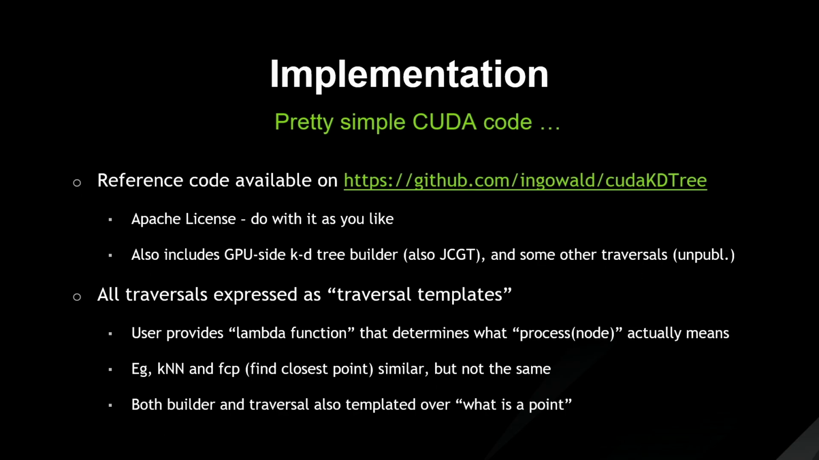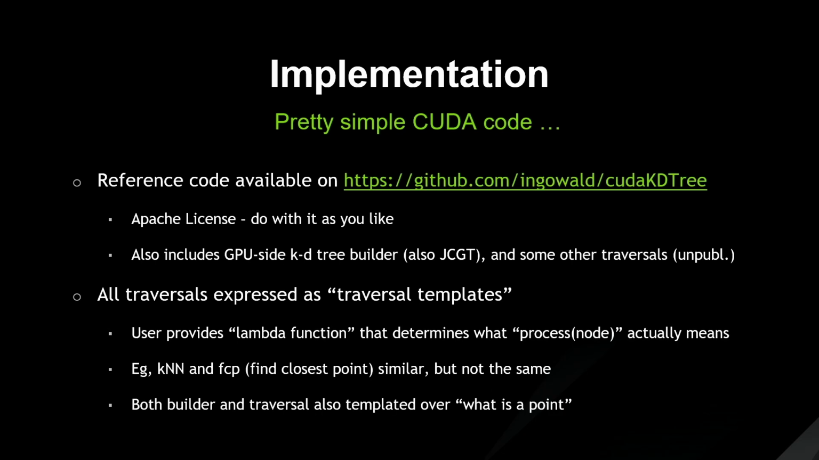The entire code in that repo is written as what I call traversal templates. So that function you've just seen is really just traversing the tree. It's not saying what to do once you reach a point. It's all templated over a Lambda function. You provide the Lambda function, and you can do in there whatever you want. So do your KNN query, do a find closest point, do whatever you want. Very powerful statement that you can actually express this traversal without having to know what to do.